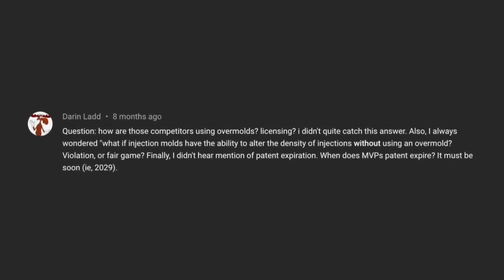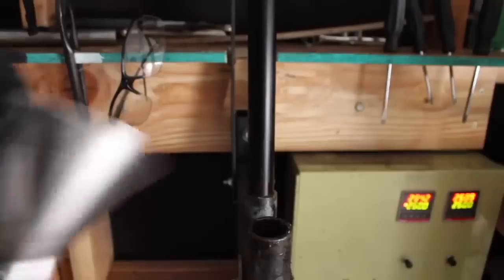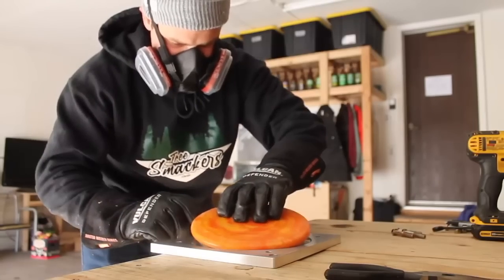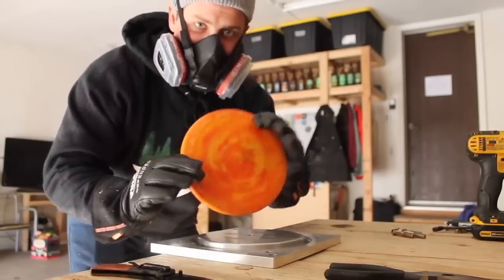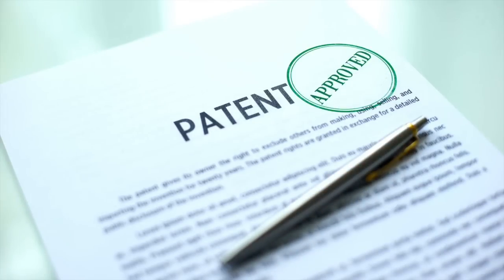The questions that Daren had, one was, how are other companies using an Overmold if MVP has the patent on it? Daren also asked, what if injection molds have the ability to alter the density of injections without using an overmold? Would that process or technology violate MVP's patent? And when does MVP's patent expire? First, let's talk a minute about what a patent is and how you get a patent. Then I'll address Daren's questions specifically.